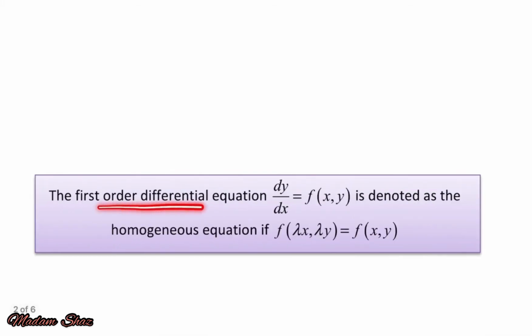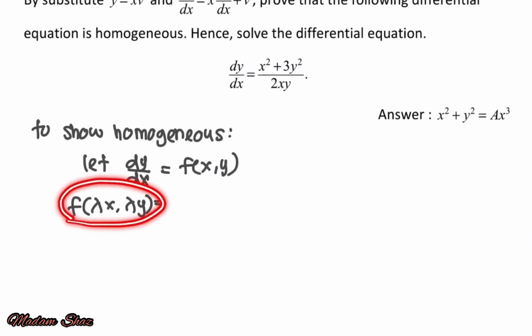The first order differential equation, dy over dx equal to f(x,y), is denoted as a homogeneous equation if f(lambda x, lambda y) equal to f(x,y). So this means that you have to substitute the position of x to become lambda x, and the position of y to become lambda y.